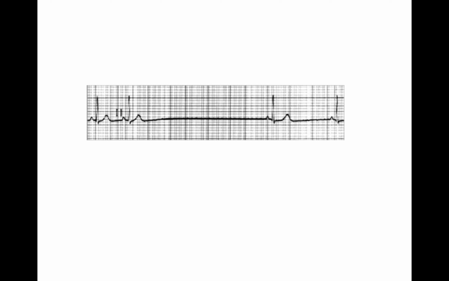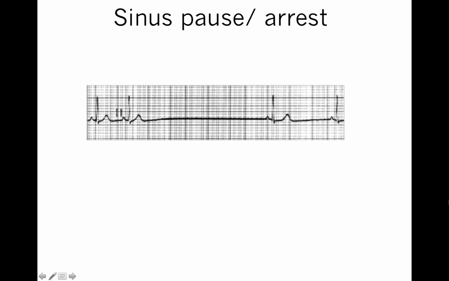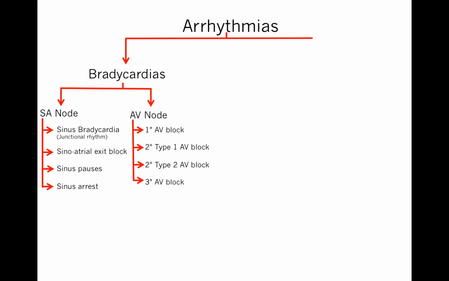This is an example of a sinus pause. So here, there's a sinus P wave with a QRS, a sinus P wave with a QRS, and then there's no P wave for an extended period. So this would be a sinus pause rather than exit block, because there's a prolonged period where there is no P wave, and it's not a multiple of these. So this is a much longer interval. So this is a sinus pause or sinus arrest.